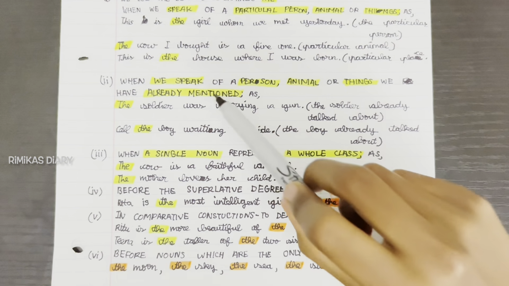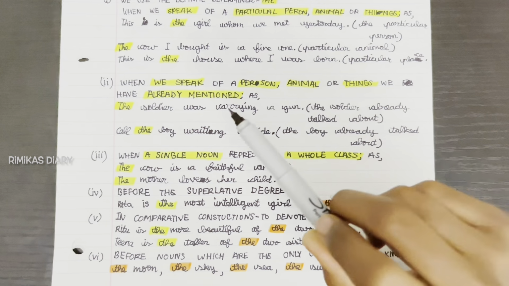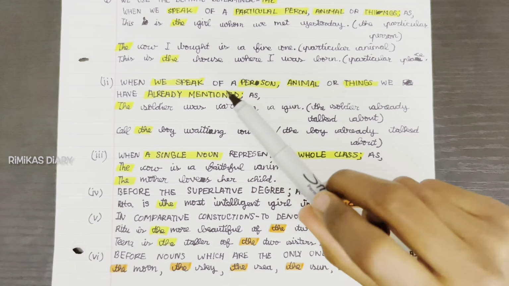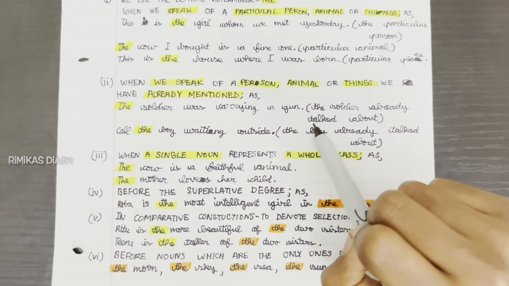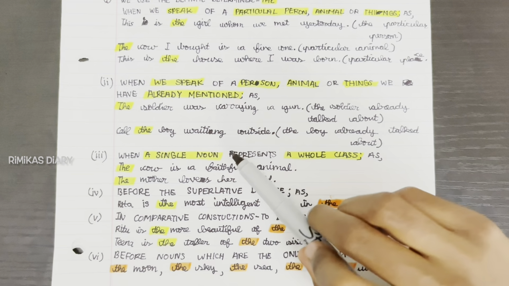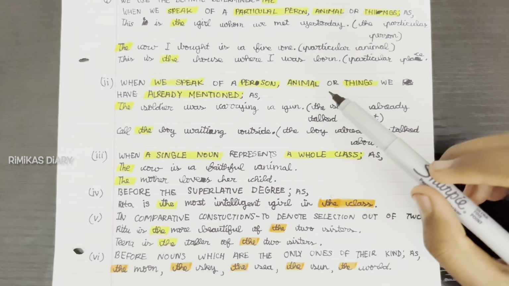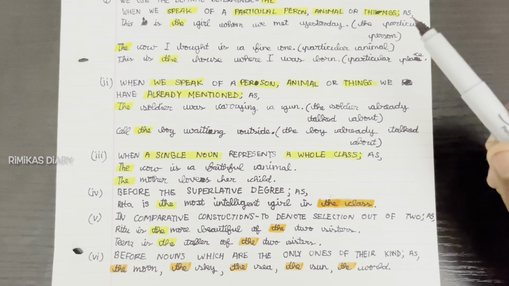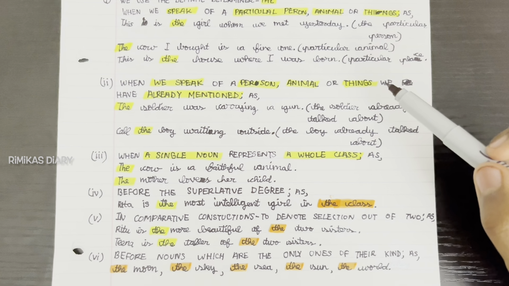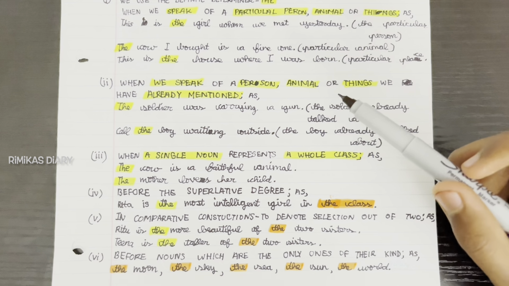Second one, when we speak of a person, animal, or things, we have already mentioned, as the soldier was carrying a gun. The soldier already talked about. Call the boy waiting outside. The boy already talked about. So when we speak about a person, animal, or things that we already mentioned, so the is also used here.